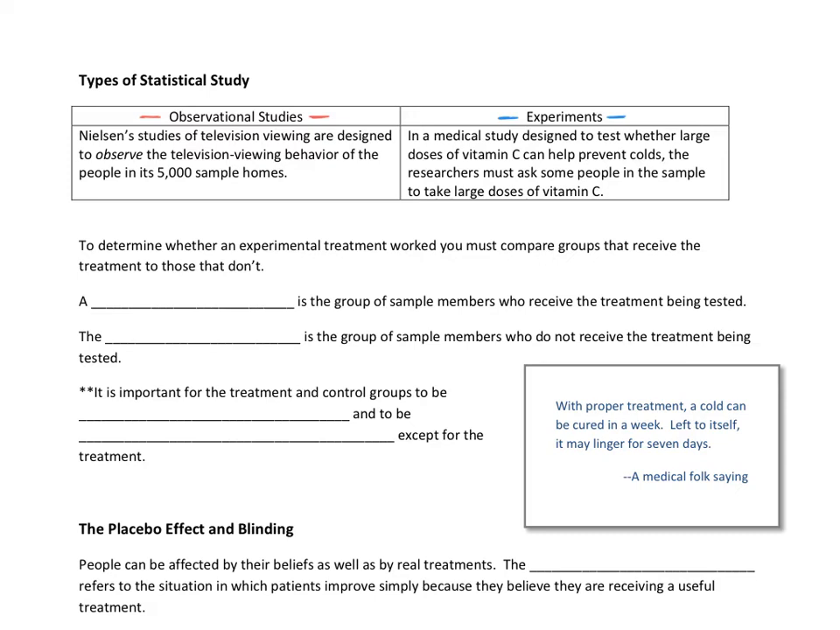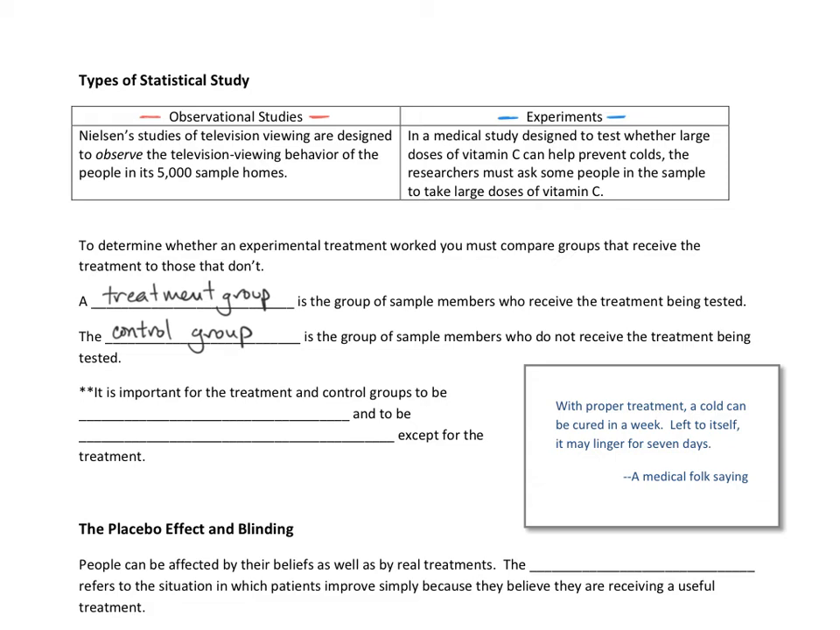So when you're working with an experiment, to determine whether an experimental treatment worked, you must compare groups that receive the treatment to those that don't. This means that we will have to have two different groups, and sometimes it's more, but normally it's just two, and we will give those groups some names. First we have a treatment group, the group of sample members who receive the treatment being tested. And then we have the control group, and they don't receive the treatment. That way we can tell if the treatment works.